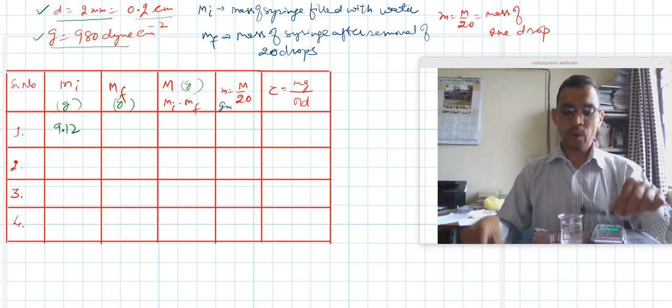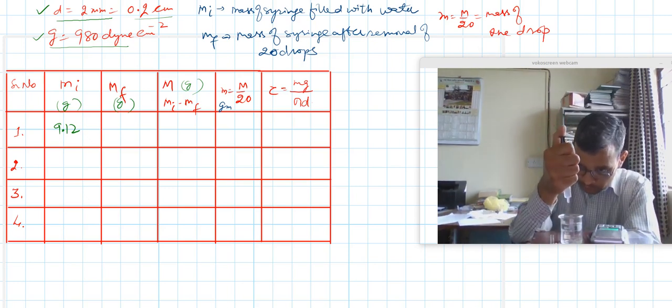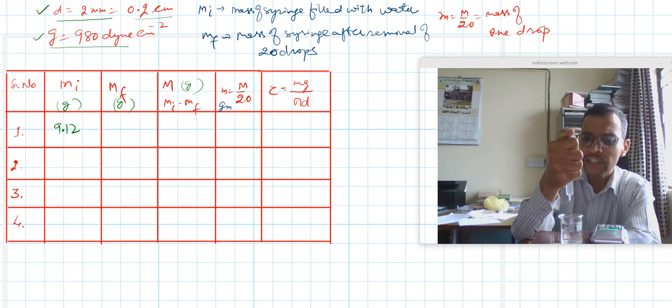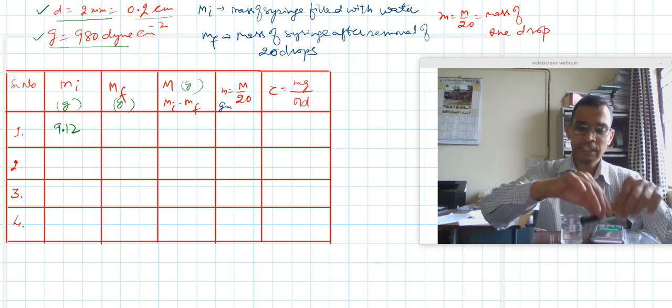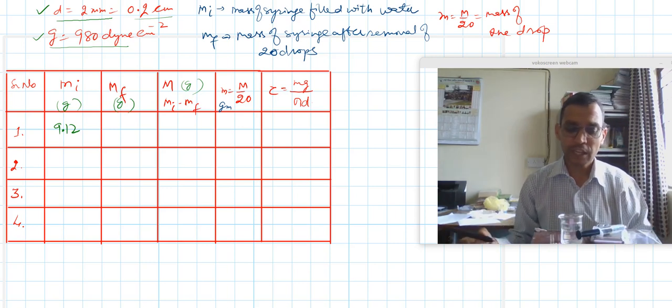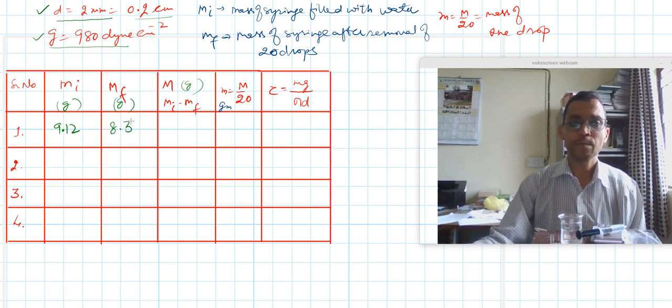And I carefully dropped 20 drops from here. 1, 2, 3, 4, 5, 6, 7, 8, 9, 10, 11, 12, 13, 14, 15, 16, 17, 18, 19, and then 20, and then I weighed it again after the removal of the 20 drops. Now its weight is 8.33.